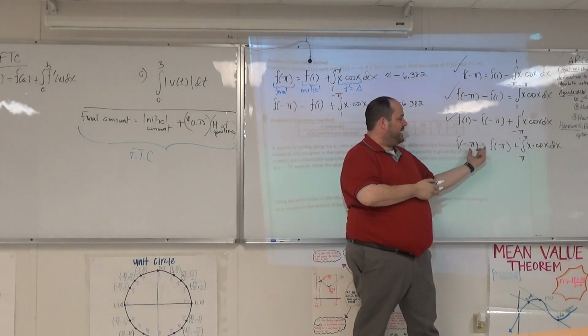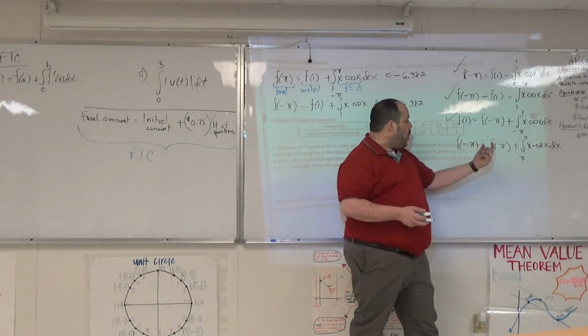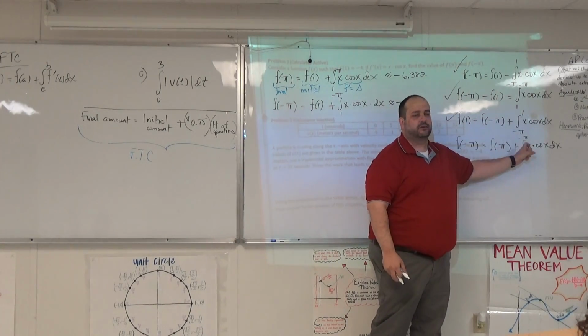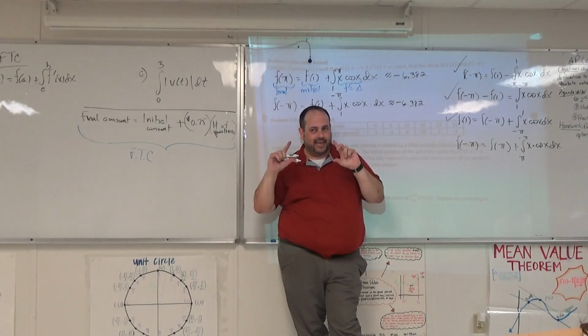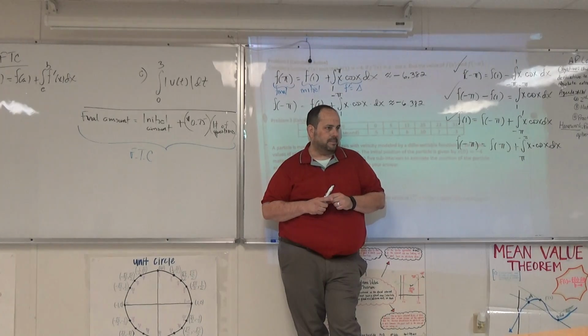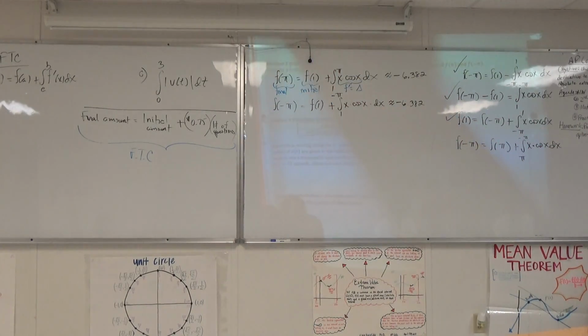So f of negative pi equals f of pi plus the integral from pi to negative pi of x cosine of x dx. Or if you wanted to, f of pi equals f of negative pi plus the integral from negative pi to pi. I just want you to think about the flexibility and utility you've got here with the fundamental theorem of calculus. All right, last one, and then you guys are going to get some good practice time.